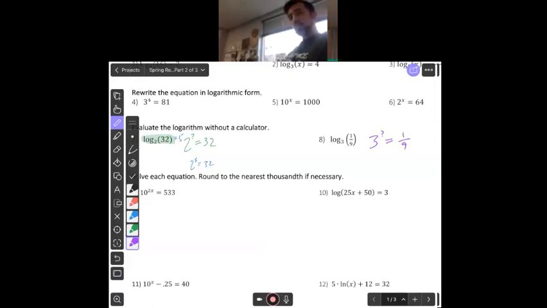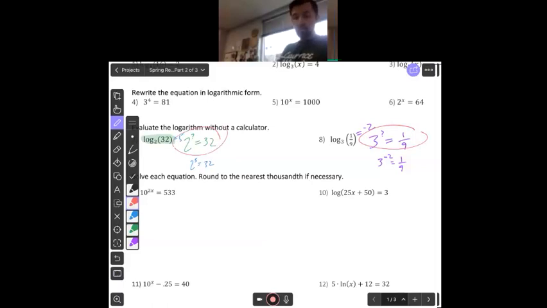Okay, so recognizing how do I get a fraction? I need a negative. How do I go from 3 to 9? I need a 2. 3 squared is 9. So 3 to the negative 2. So log base 3 of 1/9 equals negative 2 because 3 to the negative 2 is 1/9. But again, the important part here is what's the question, right?